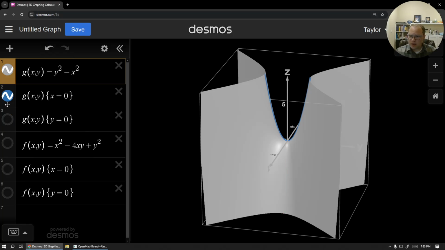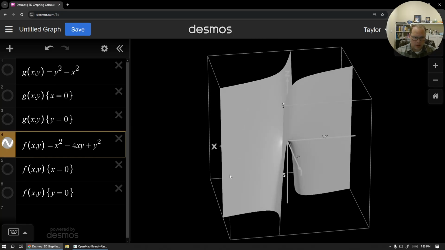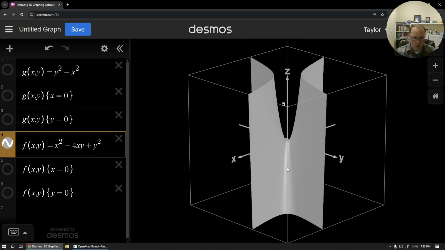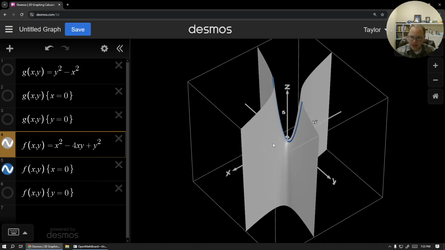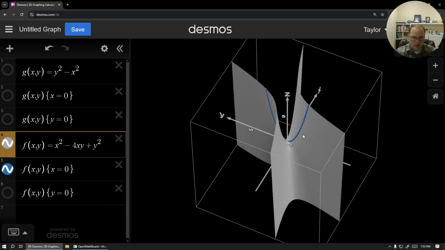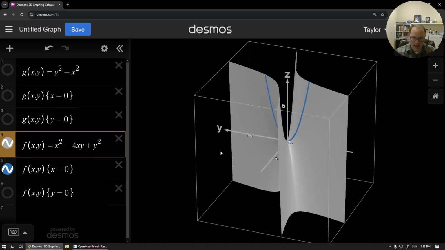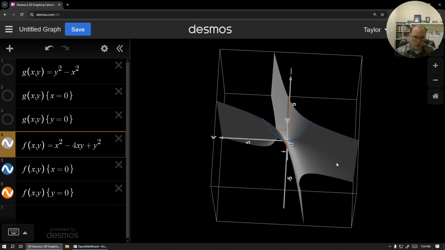Okay, so let me give you an example. Here's an interesting looking surface. It is a saddle, isn't it? We could see it's a saddle. At the origin, that's a saddle point. If we look at the trace in the y direction, holding x fixed, notice that we are concave up, right? And if we look at the trace in the x direction, holding y fixed, we are also concave up. So in both directions, we're concave up.